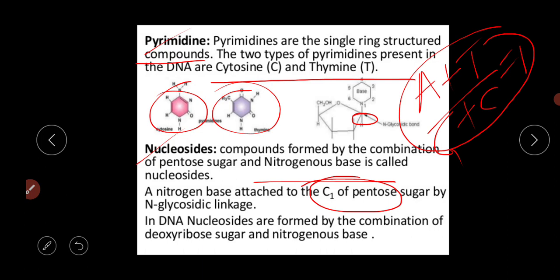So in carbon 1 of the pentose sugar, the nitrogenous base links by the N-glycosidic linkage. This is the place of binding of the nitrogenous base. A nitrogenous base is always attached to the C1 of the pentose sugar by the N-glycosidic linkage. In DNA, nucleosides are formed by the combination of deoxyribose sugar and the nitrogenous base.